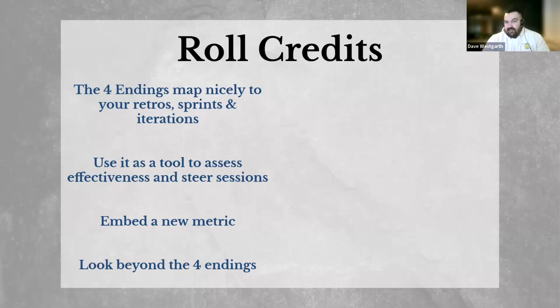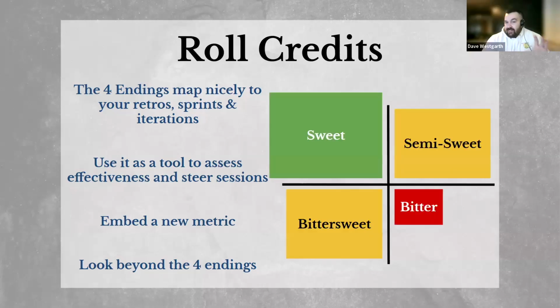The final thing, if there's one thing you take away more than anything else, I hope it's this image on the right. This is what we should be driving at as Scrum and Agile professionals delivering retrospectives. We want as many sweet endings as we can get. We want to use semi-sweet and bittersweet endings intelligently, and we want to minimize the bitter endings as much as we can.